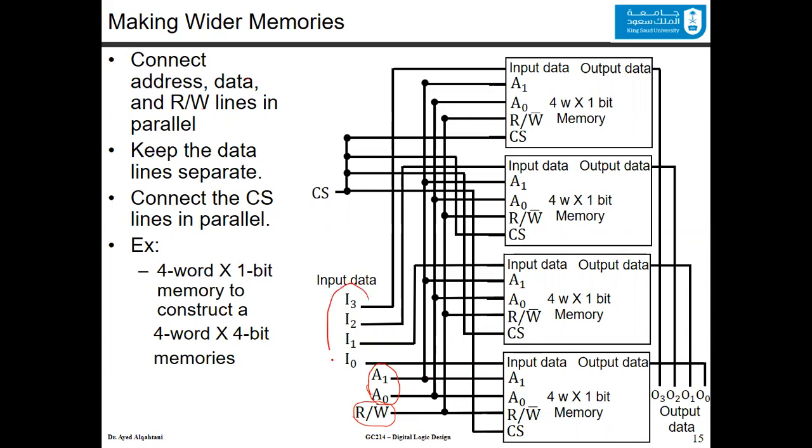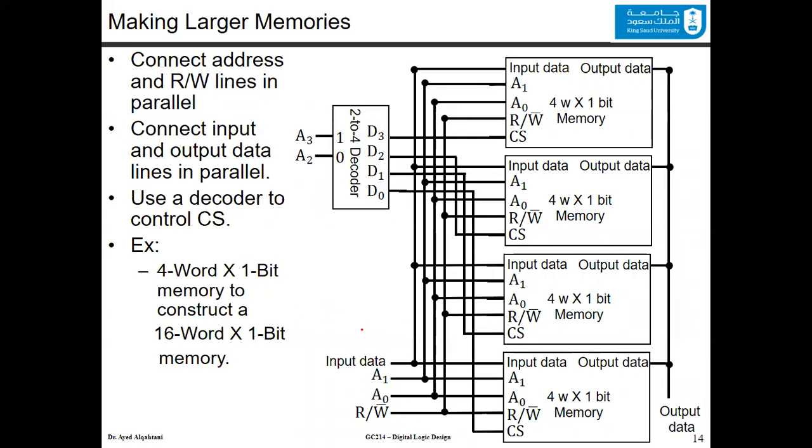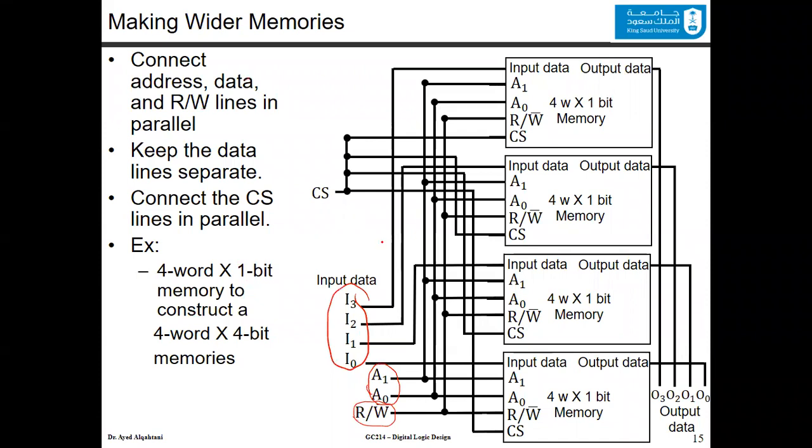Now for the inputs, since we want a wider input and a wider output, previously we had a single bit data input and a single bit data output. Now we have 4 bits input and 4 bits in the output. And to do this, we connect the least significant bit of the inputs to the first memory location, the second to the second, the third to the third, and so on.